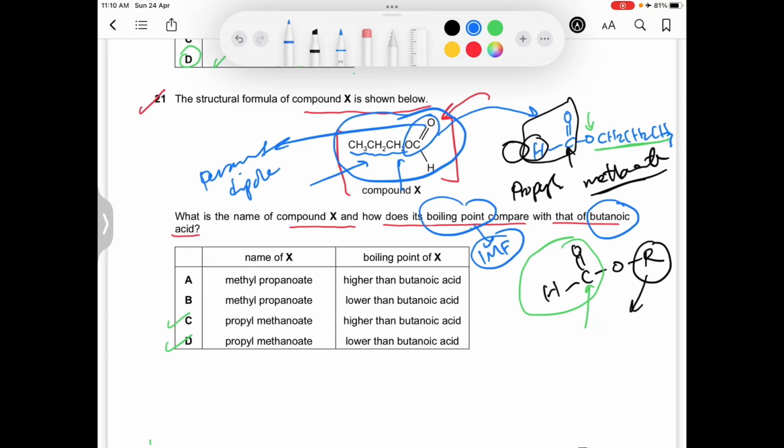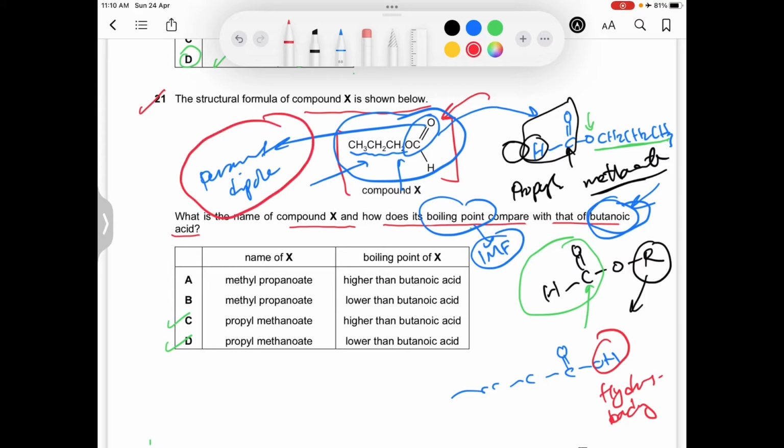The other compound that you will compare it with is butanoic acid, and you just notice that butanoic acid is a compound that contains hydrogen bonding. We have hydrogen bonding since you have an OH group. So you notice that hydrogen bonding is stronger than permanent dipole. It's way stronger. So we could say that in this case, compound X will have a lower boiling point than butanoic acid. So the answer is D.